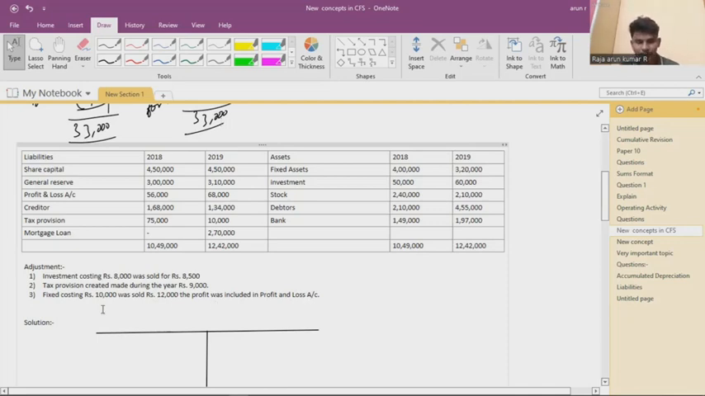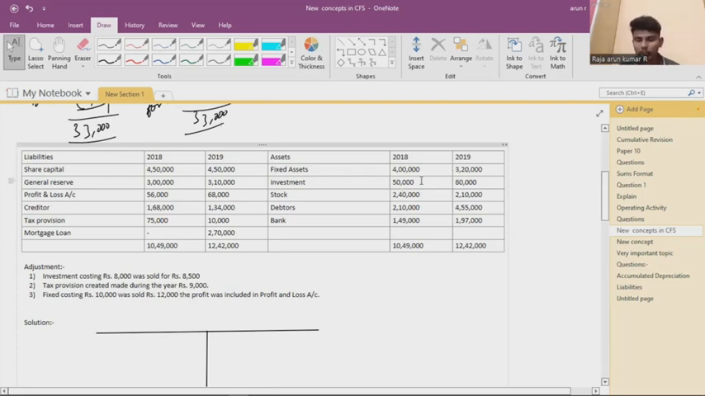Okay, the costing of 10,000 means that within the 4 lakh asset, which includes all the machinery and plant, one particular machine has a cost of 10,000 rupees. That was sold at 12,000 rupees. The difference of 10,000 and 12,000 is 2,000. The 2,000 profit is included in the P&L account. All these adjustments we do, and you can see below how it is derived.